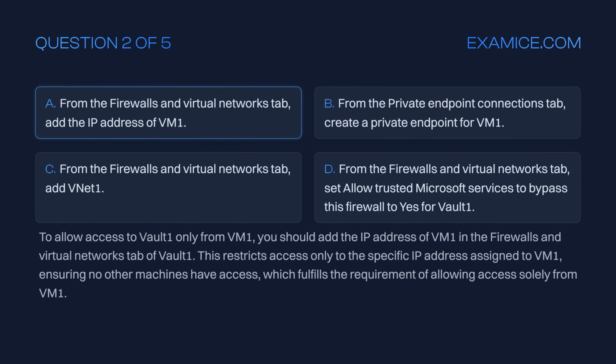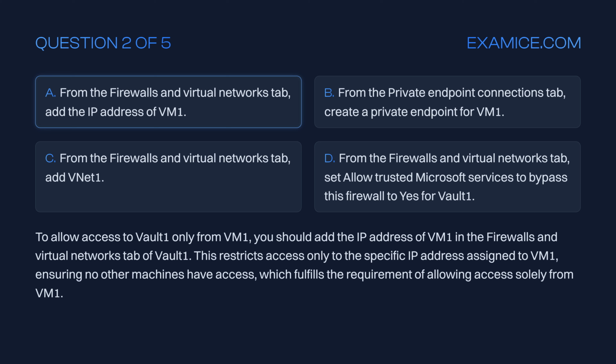The answer is option A. To allow access to Vault1 only from VM1, you should add the IP address of VM1 in the Firewalls and Virtual Networks tab of Vault1. This restricts access only to the specific IP address assigned to VM1, ensuring no other machines have access, which fulfills the requirement of allowing access solely from VM1.